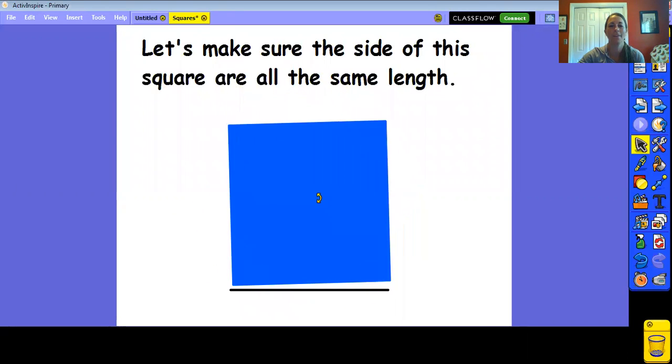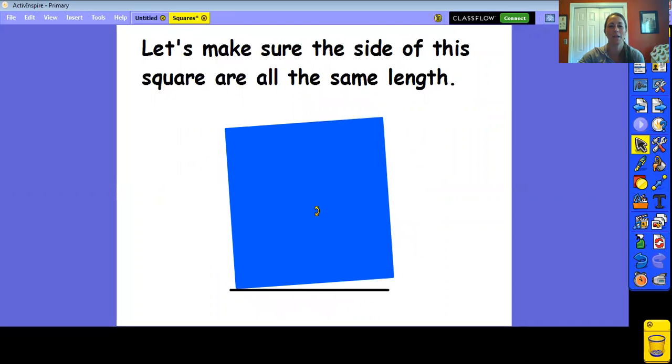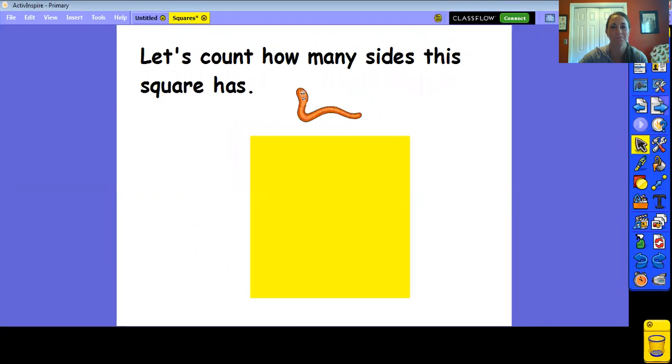That's a spinning square, huh? There we go, right back. It's giving me a hard time now. Come on, square. There we go. Whew. Giving me a workout with the mouse. So all of those sides were the same length.